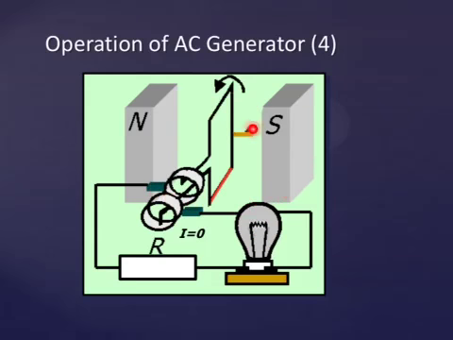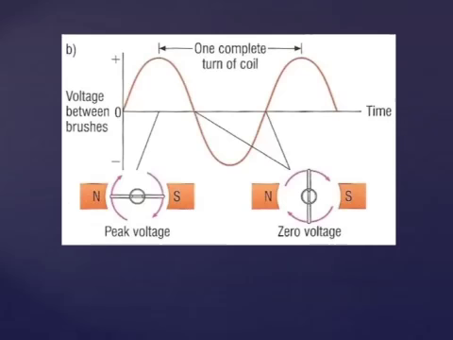Once again, this coil is in a vertical position, and this red side of the coil is moving parallel to the field lines, so not cutting any field lines, therefore no induced EMF and no current flowing. As the coil continues to rotate, AC is produced. You notice here that the voltage switches back and forth between positive and negative, changing direction all the time.